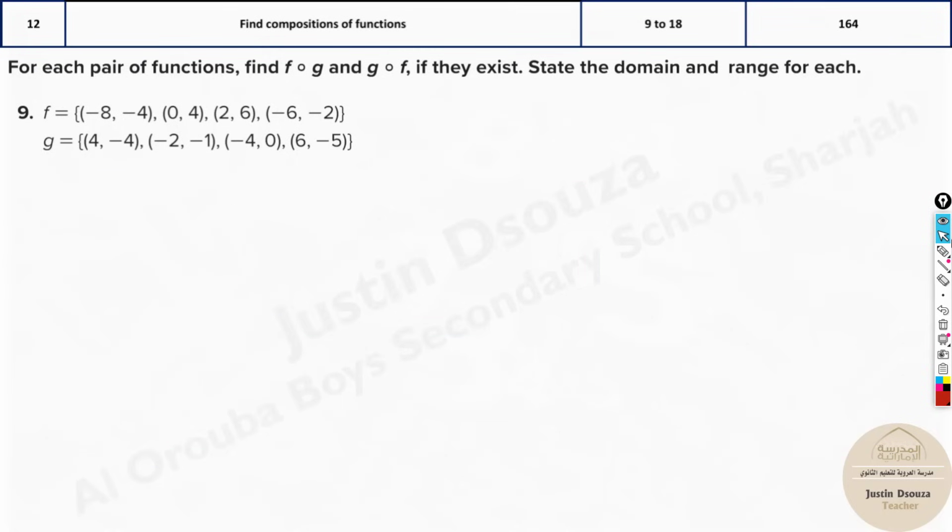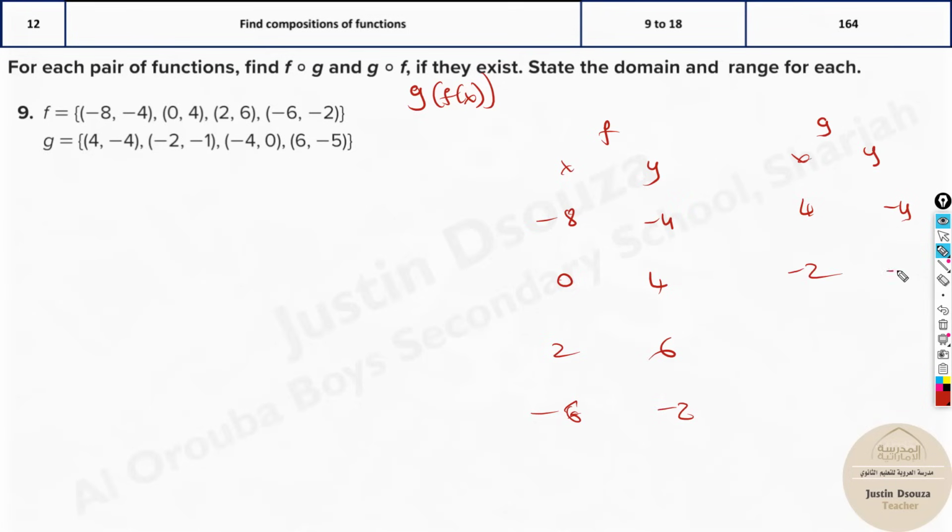The table one, it's easier to understand. Let's do the table again. Now it is g composed of f. That means g of f of x. So now put the f of x function table first. F is what? X and y. Minus 8, minus 4, 0, 4, 2, 6, minus 6, minus 2. Now I'll show you the arrow method from the table itself. Okay, x and y. Over here we have 4, minus 4, minus 2, minus 1, minus 4, 0, 6, minus 5. If you can analyze like this also, it's okay. So you should just put this value where it matches. Over here there is answer, but it's trickier. This is much easier.